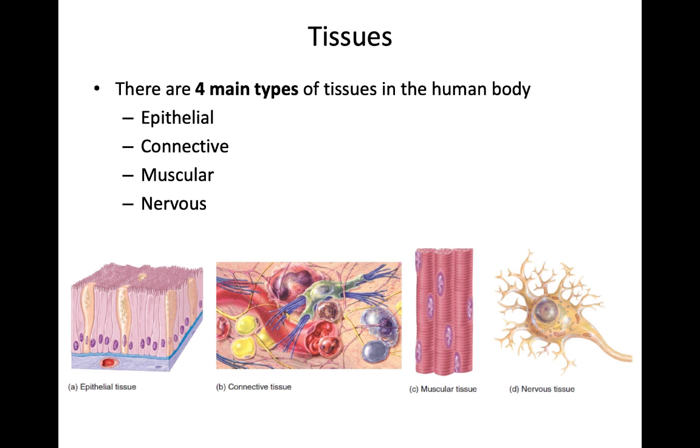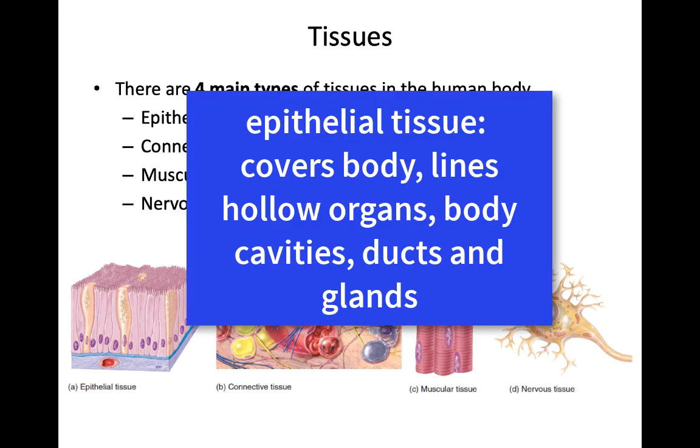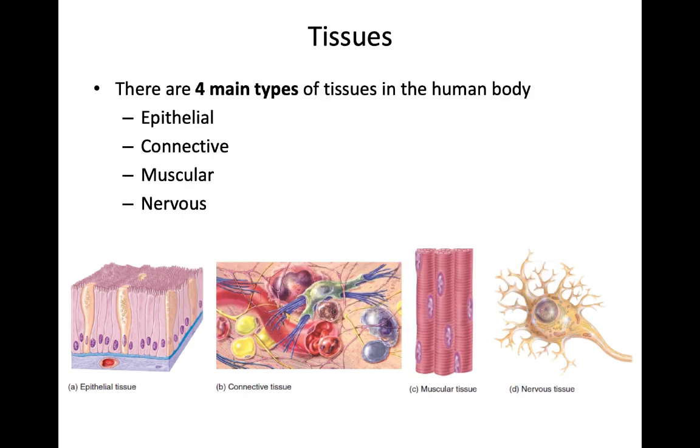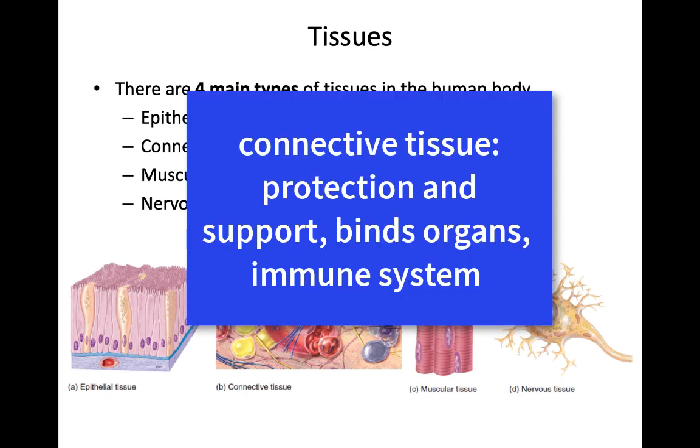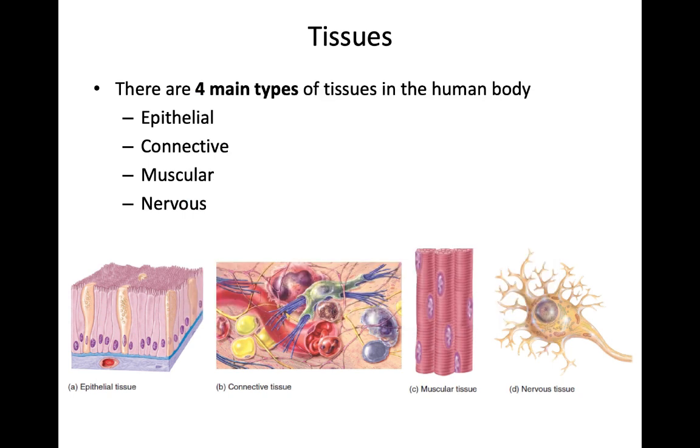Epithelial tissue functions to cover body surfaces and line hollow organs. Epithelial tissue also lines body cavities and forms ducts and glands. Connective tissue functions to protect and support the body. Connective tissue binds organs, stores energy, and provides space for the immune system.